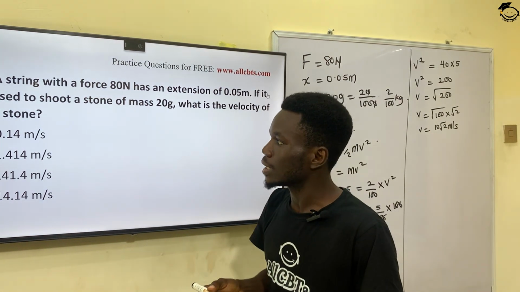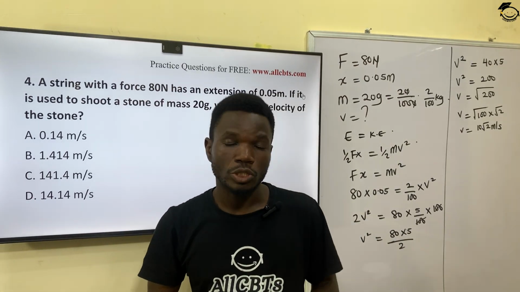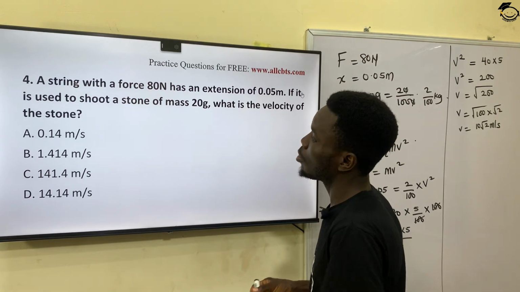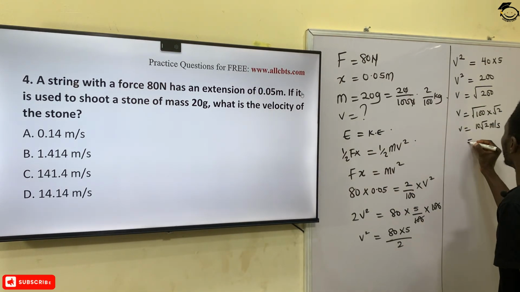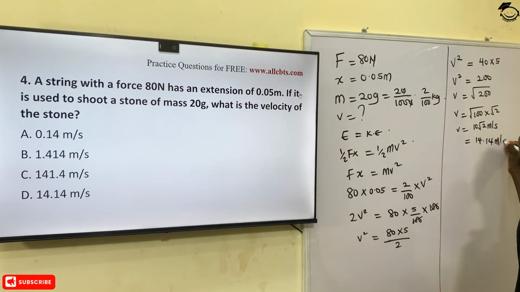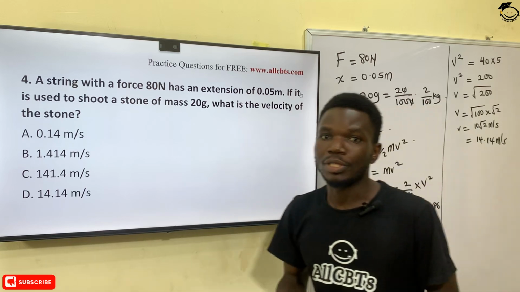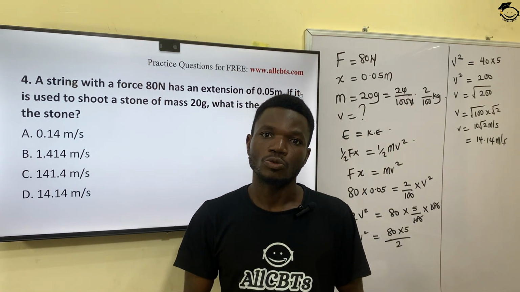So looking at this, that's the same thing as saying my v, if you put it in decimals, because if you look at our options here, our options are in decimals. So if you put it in decimals, my v is 14.14 meter per second. So my v at the end of the day is 14.14 meter per second, which is option D.